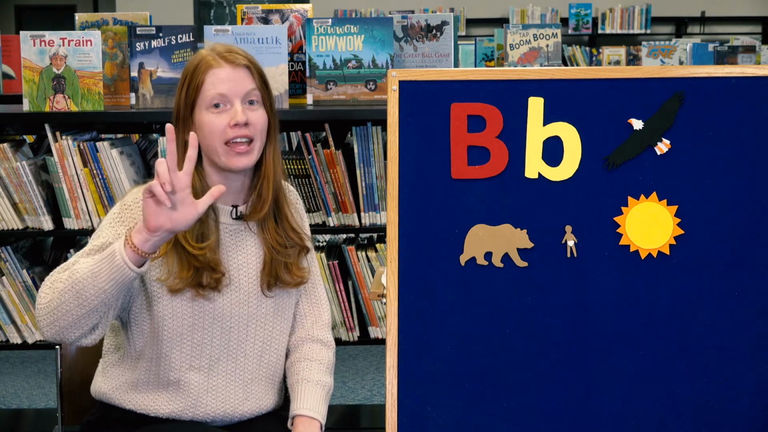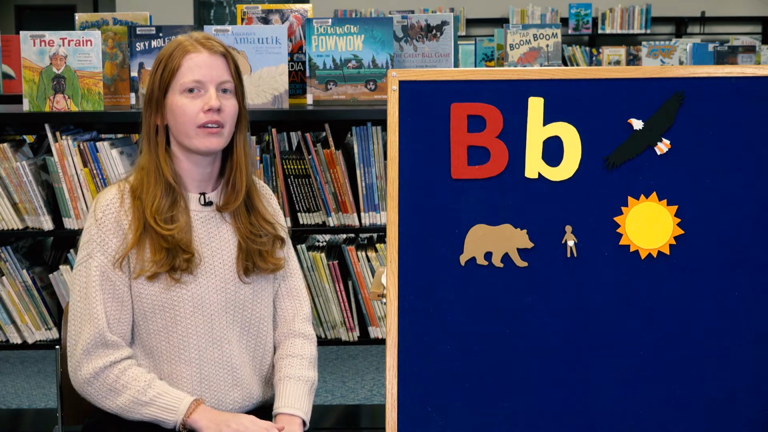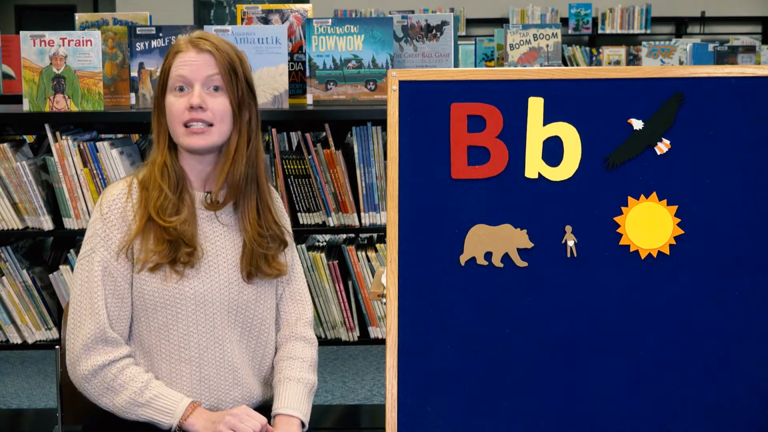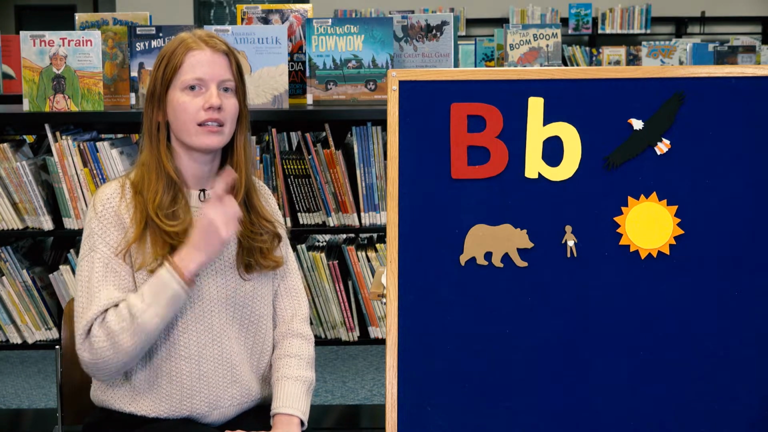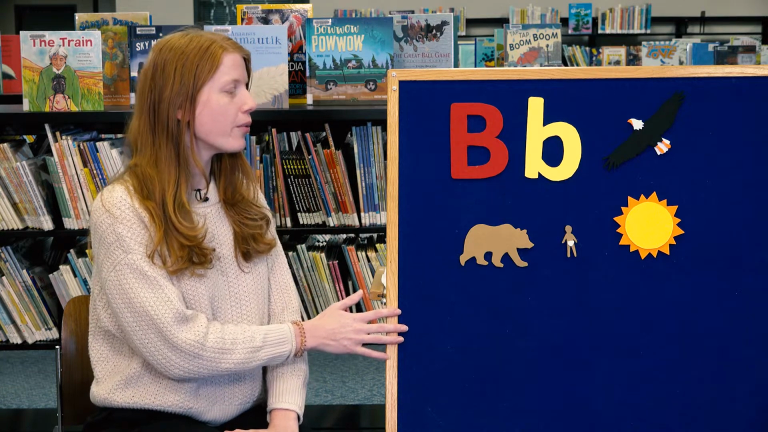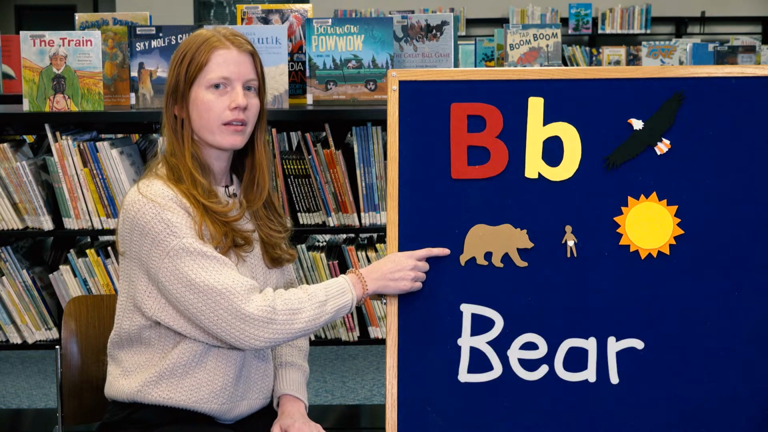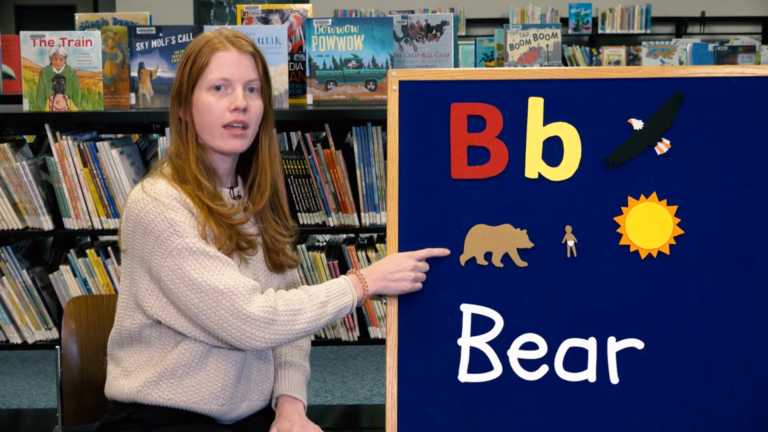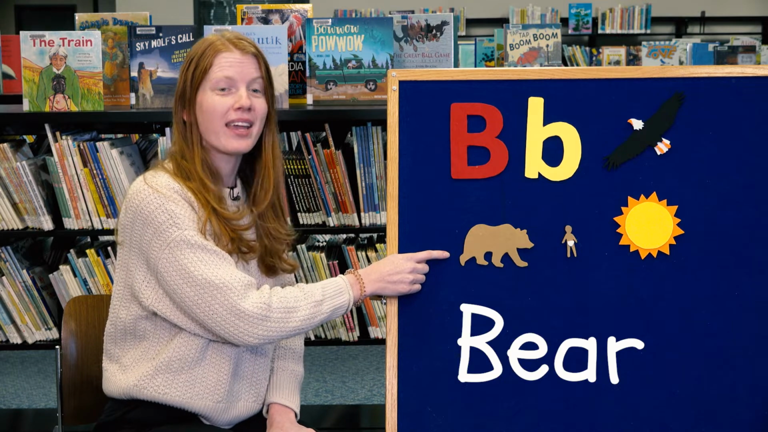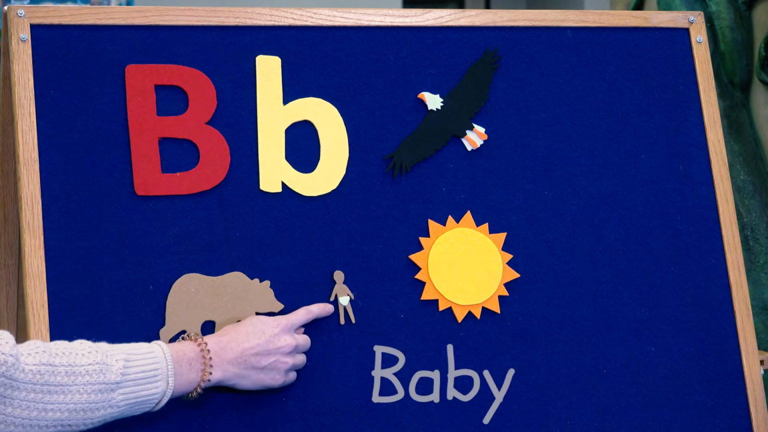We have 3 flannels that start with the letter B and make the B, B sound. And we have 1 flannel that does not start with the letter B and does not make the B, B sound. Help me as I go through all of the flannels we have today on the board. Let's start with this brown flannel. This animal is called a bear. Does bear make the B, B sound? Bear does make the B, B sound. B, B, bear.